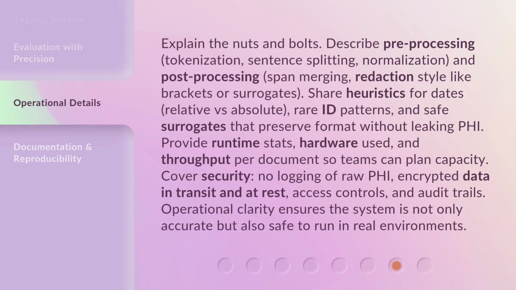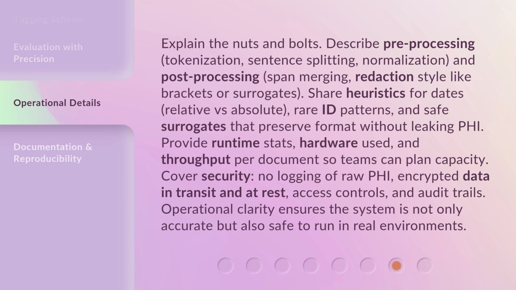Explain the nuts and bolts. Describe pre-processing, tokenization, sentence splitting, normalization, and post-processing. Span merging, redaction style, like brackets or surrogates. Share heuristics for dates, relative versus absolute, rare ID patterns, and safe surrogates that preserve format without leaking PHI.